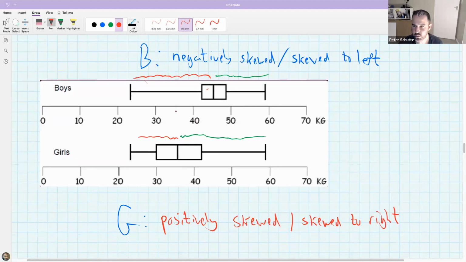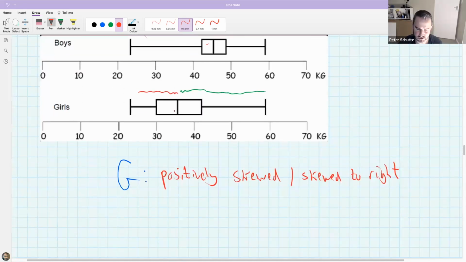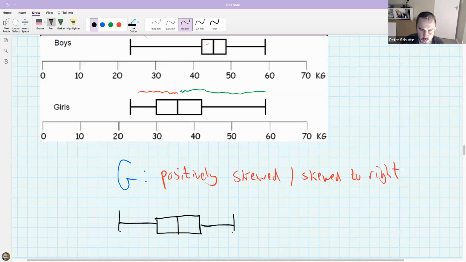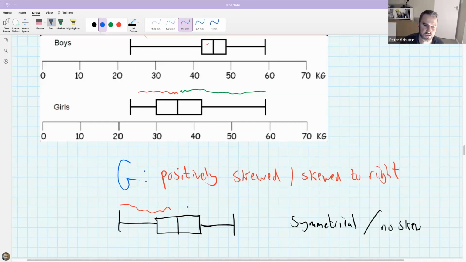Can a graph be equally skewed? Yes, Ukukle, that is a very good question. If you have a situation like this, we would say the data is symmetrical or it doesn't have a skew, so no skew. And that would be if the whiskers look about the same on both sides, if the box is divided up roughly equally, and you get this pattern, we would say the data is symmetrical or has no skew. That is a fantastic question. Thank you, Ukukle, for helping us all learn something there.